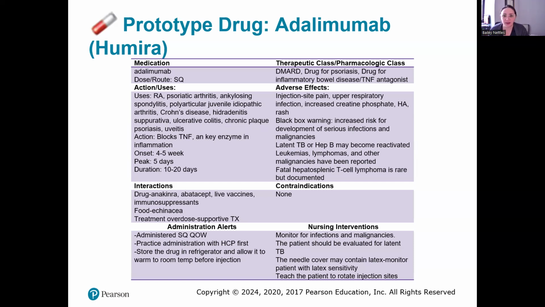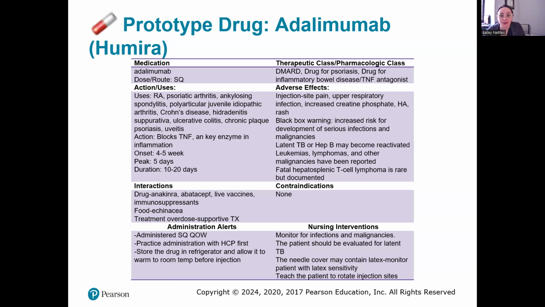Another weird thing is that the needle cover actually may contain latex. So if you have a latex allergy, we may have to monitor you or tell you not to touch the cap, find a way to change the needle or something like that. And then also we told them about how to give the injection. We have to remember how to tell them to rotate the sites. That is all. There's not much to it.